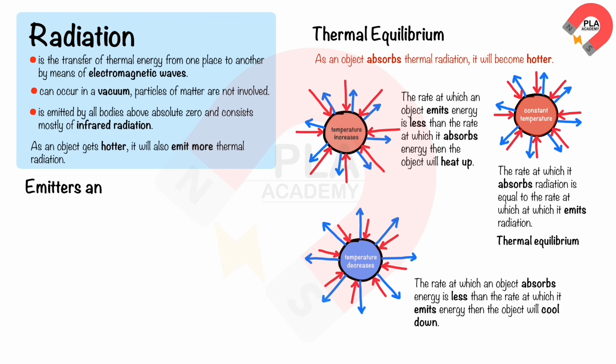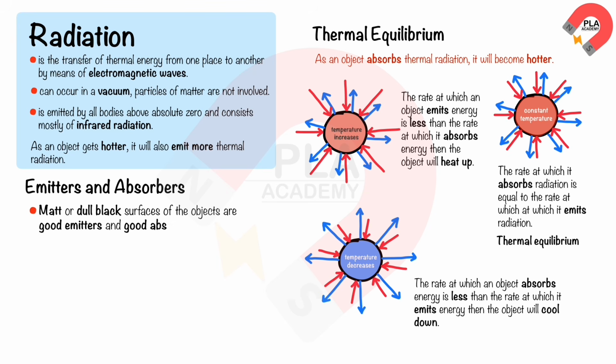Emitters and absorbers of thermal radiation. Matte or dull black surfaces of objects are good emitters and good absorbers of thermal radiation. Shiny white or silver surfaces of objects are good reflectors, but the worst absorbers of thermal radiation.